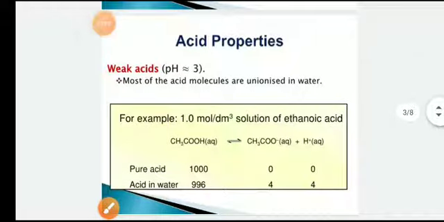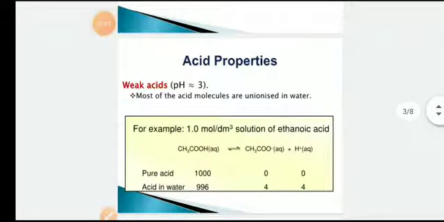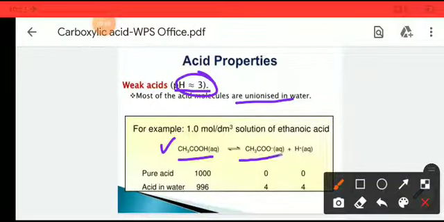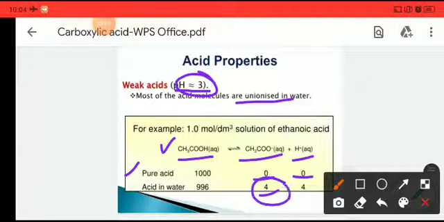So, the next point is acid properties. For carboxylic acids, as they are weak acids, the pH tends to be almost 3, and most of the acid molecules are ionized in water. In the case of acetic acid, that is CH3COOH, ionizing into CH3COO minus and H plus, in pure acid the ionization is almost 0. The concentration is almost 0. But in water, it gives some amount of ionization as well. But you can see the percentage of ionization is very less.